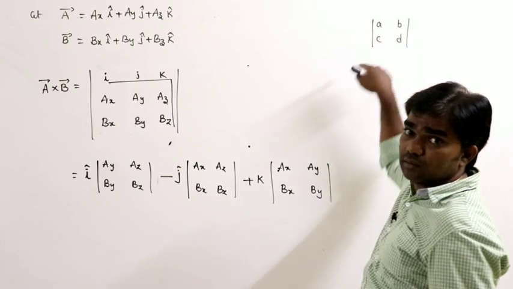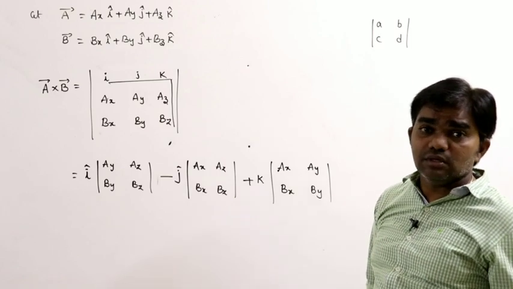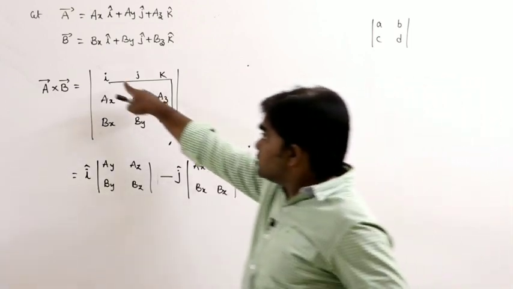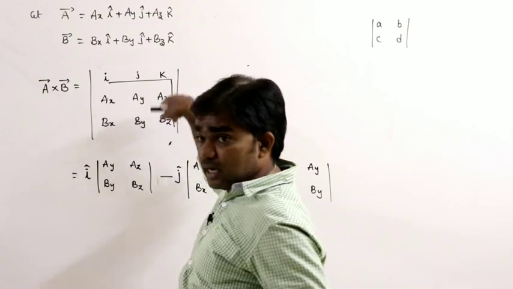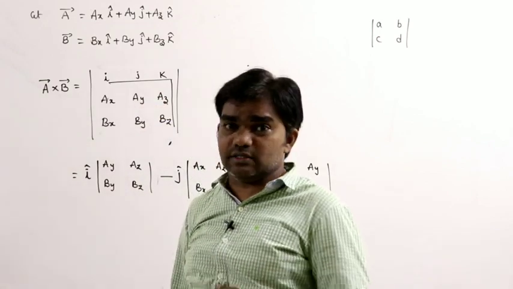1 column, 2 columns. 2 rows, 2 columns. That's why it is called 2 by 2. It is 3 rows, 3 columns. This is called a 3 by 3 matrix.